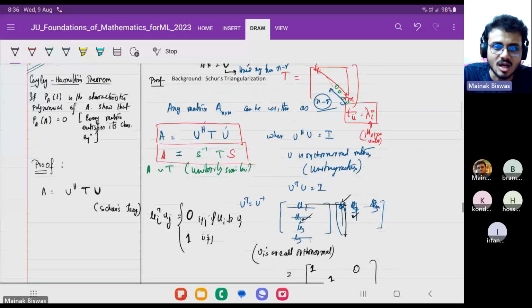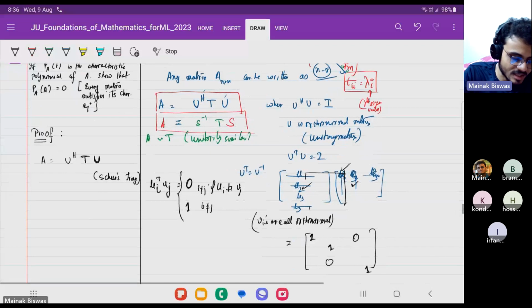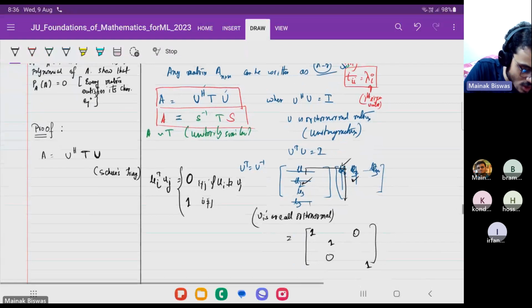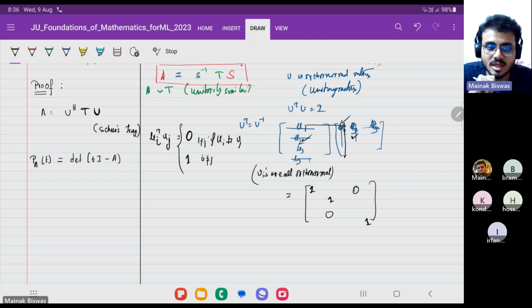Now we'll show that any matrix actually satisfies its own characteristic equation. So what is the characteristic equation we discussed last day? Recall, it is the determinant of tI minus A, right? So any idea why this will be equal to 0?